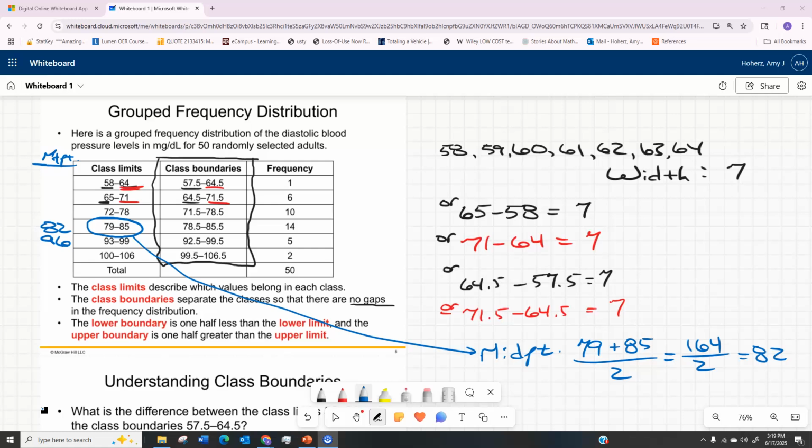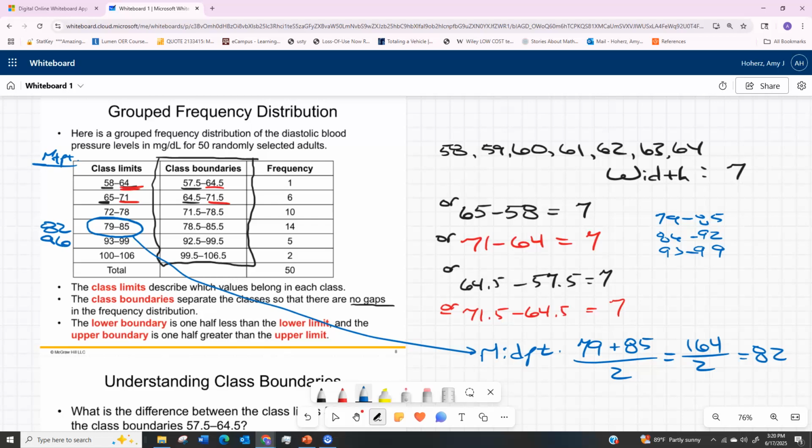And I just realized that they've made a mistake on this table. They should not have left out the class limit between 85 and 93. These should all match up. There shouldn't be any gaps. So they should not have left out, because 96 minus 82, of course, is not 7. They should not have left out the category. Let me write it off to the side. So they should have done 79 to 85. And then they should have done 86 to 92. And then they should have done 93 to 99.